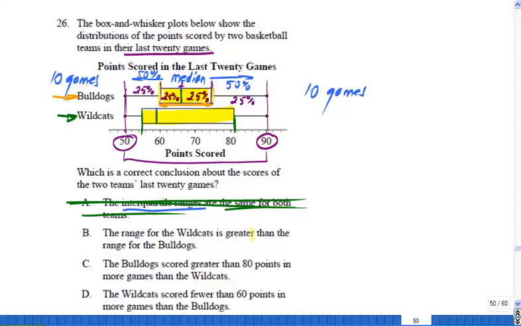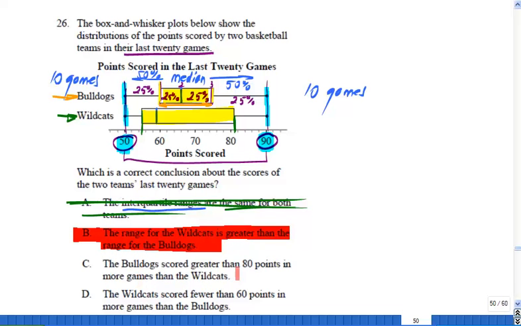B, the range for the wildcats is greater than the range for the bulldogs. What I said, the range is the difference between the smallest score and the maximum score, and it's the same for both. As you can see, their whiskers start and end with the same values. So this is also not true. We can cross it off.